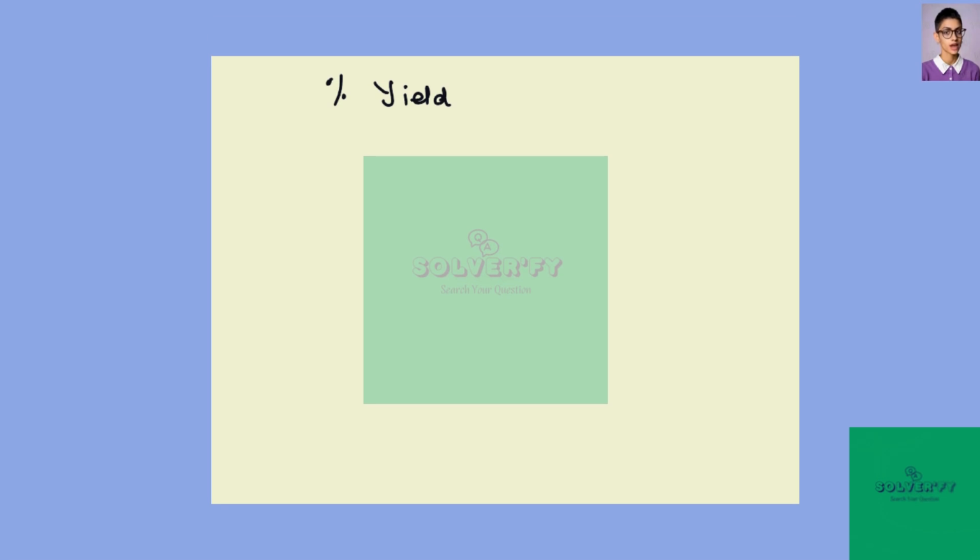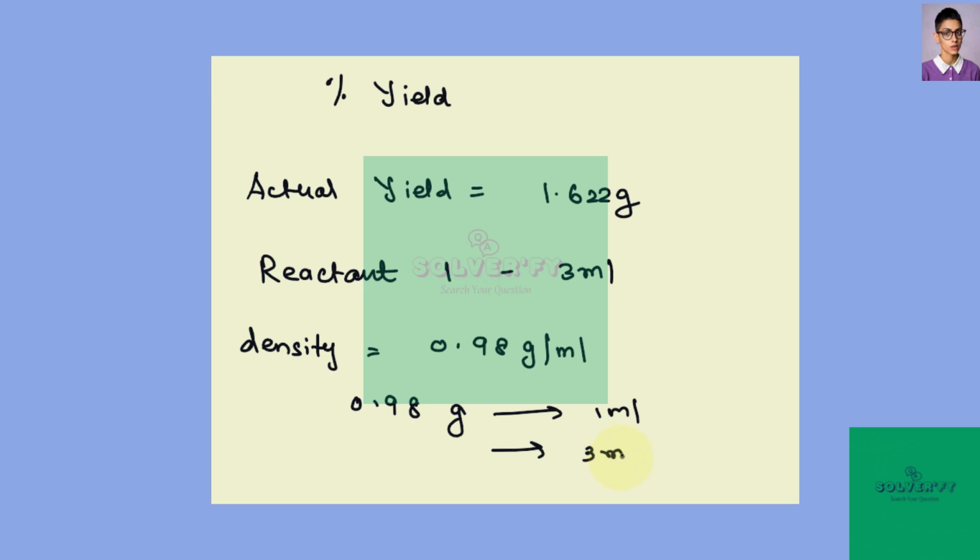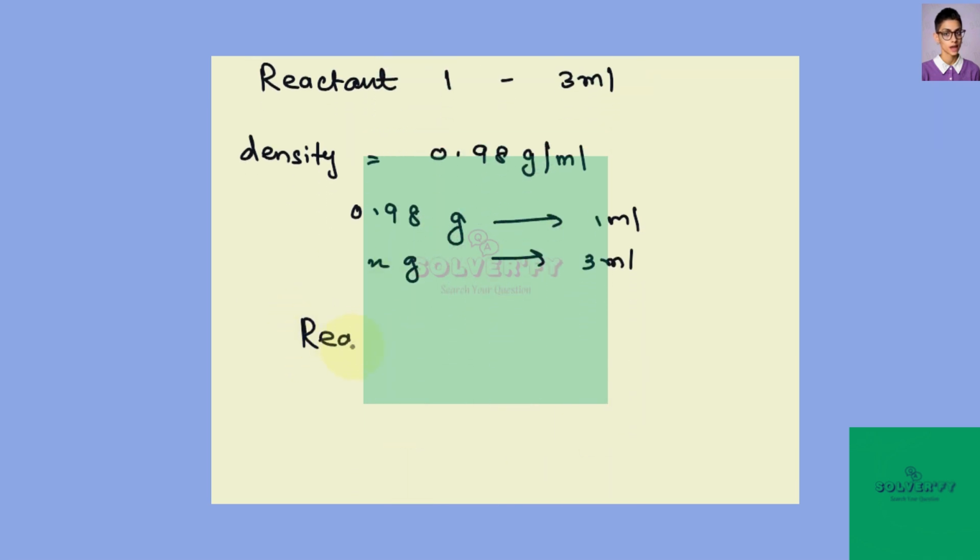In this question, we are asked to calculate the percentage yield of the given reaction, and the actual yield is given as 1.622 gram. Here we are given that reactant number 1 is 3 ml and its density is 0.98 gram per ml, which means 0.98 gram of reactant 1 is equivalent to 1 ml. Therefore 3 ml of reactant is equivalent to x gram. Calculating for the value of x, we get that reactant 1 used is 2.94 gram.